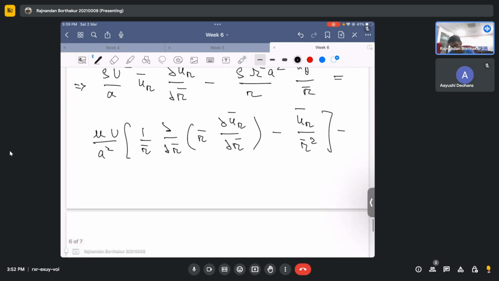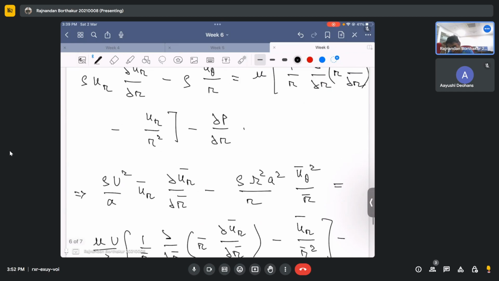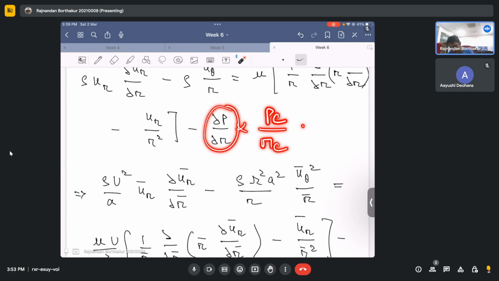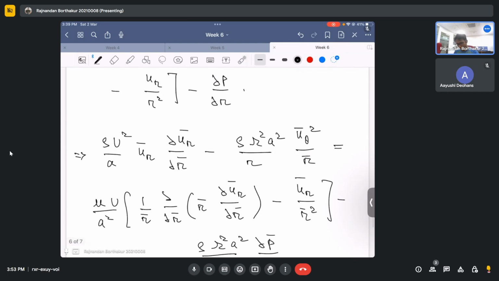Minus, from this term, it would be p c by r. p c is nothing but rho omega squared a squared. So this becomes rho times omega squared a squared by a, because there is this del p by del r here. So this would be p c by r c into del p bar by del r bar. I hope this is clear. So this becomes del p bar by del r bar. All right, guys.